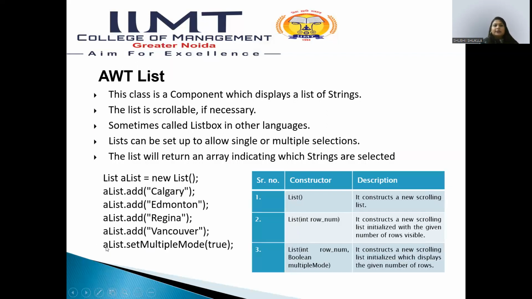Okay, next is list. List displays a list of strings. The list is scrollable if necessary. Sometimes called a list box in other languages. List can be set up to allow single or multiple selection. The list will return an array indicating which strings are selected. These are list constructors, and here we create one object for the List class. A list is an object of the List class. And through the add method, we add some elements in the list.